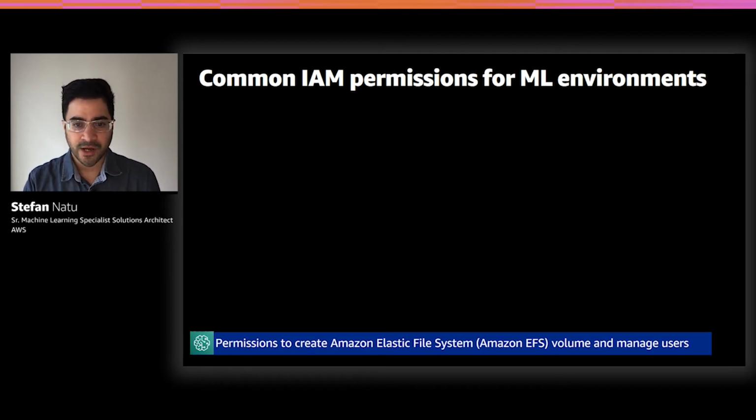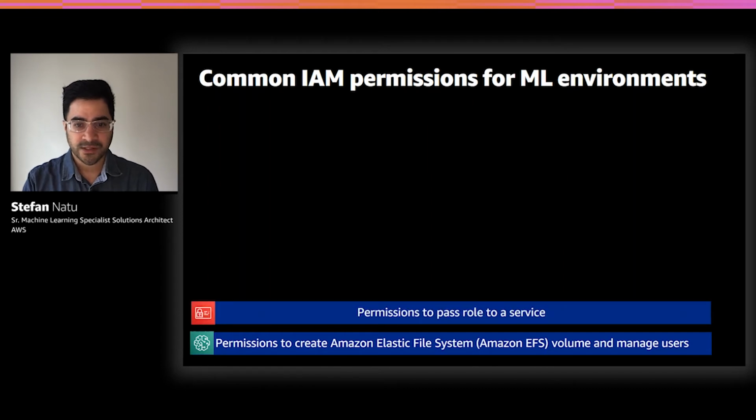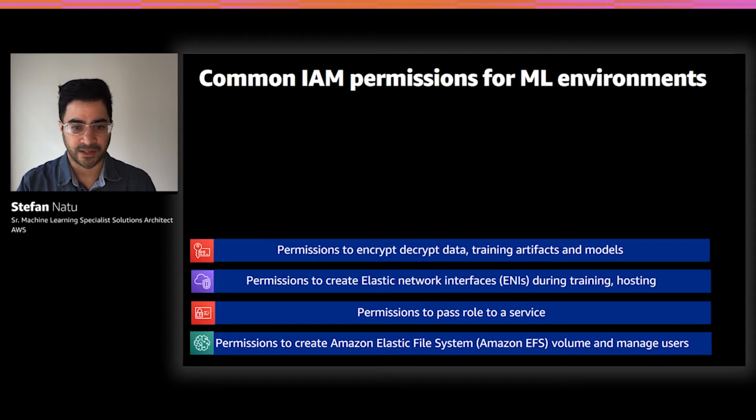Next, the user IAM role needs pass role permissions to allow SageMaker to call services on the user's behalf, for example, Amazon ECR. The role that you attach to your training or your processing jobs, for example, needs to have permissions to create those ENIs that we talked about, as well as any permissions to encrypt or decrypt any data or any model artifacts that you might need.